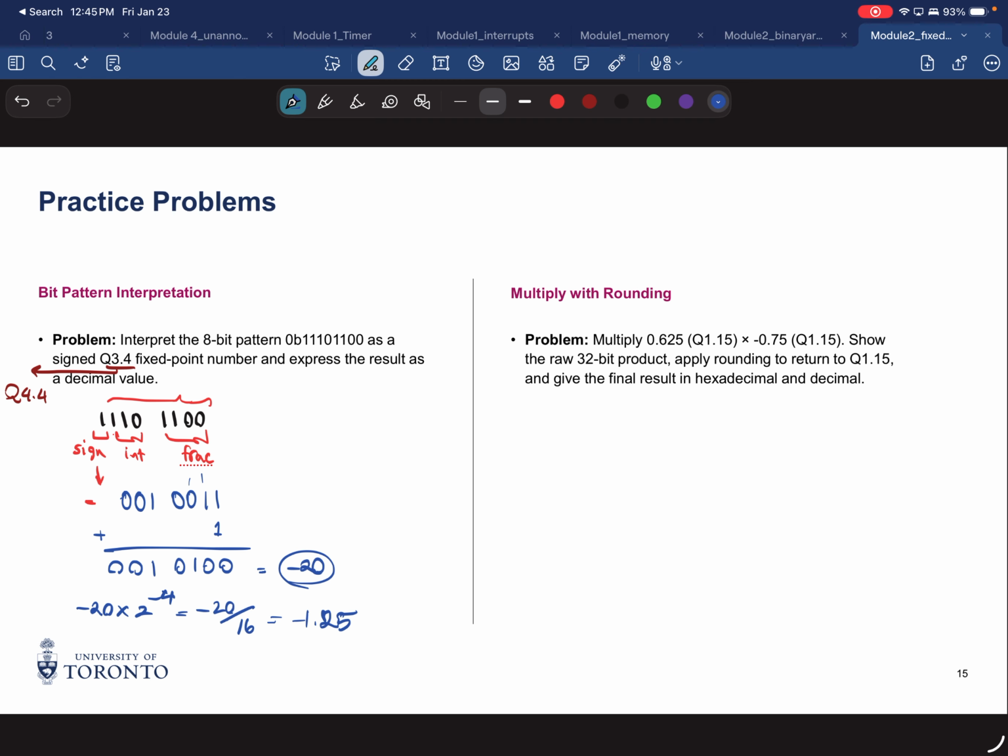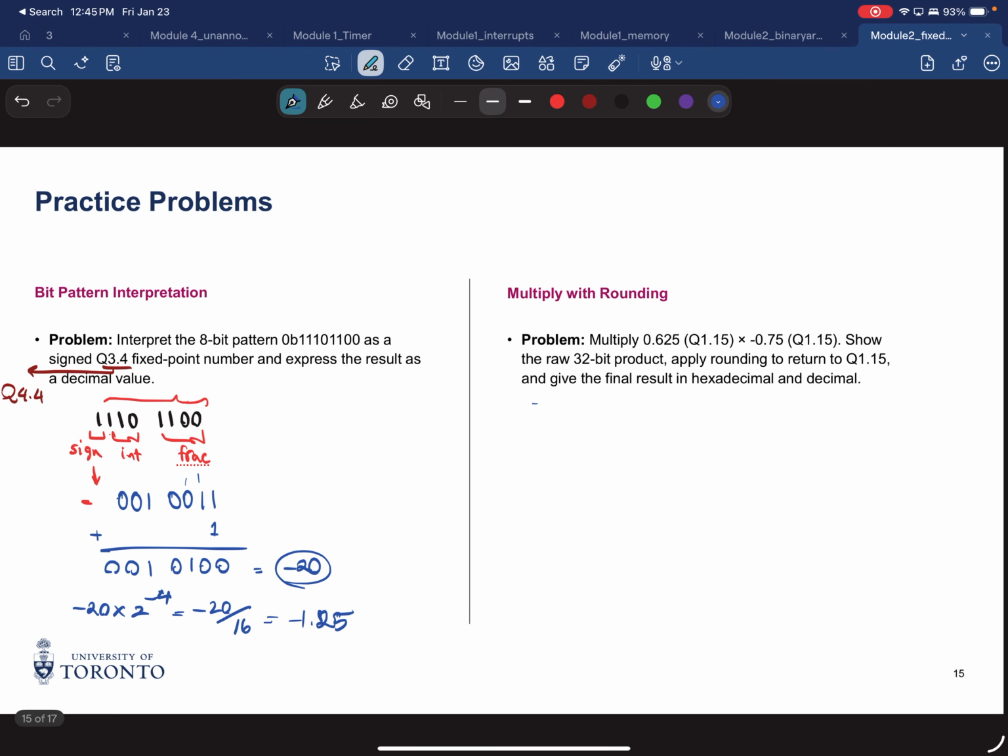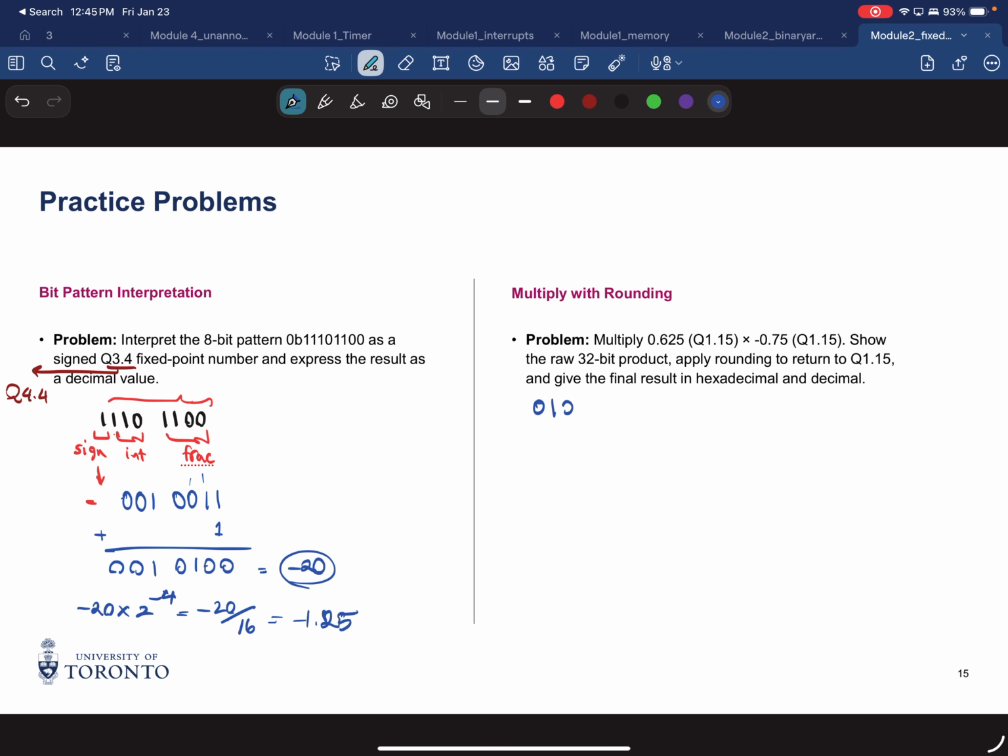Are you still with me? I'm tired of 0s and 1s. So by now we should know what 0.625 in Q1.15 looks like. Do you remember? 0, 1, 0, 1, 0, 0, 0. This is our 0.625.